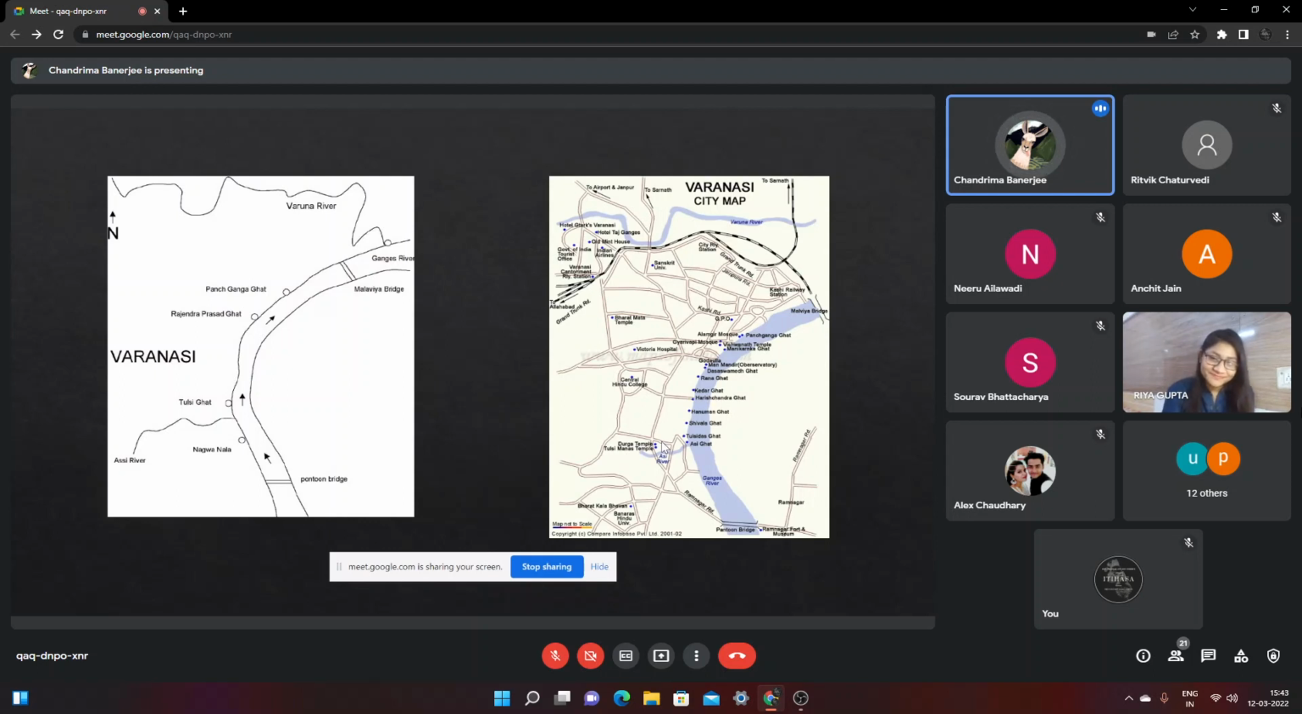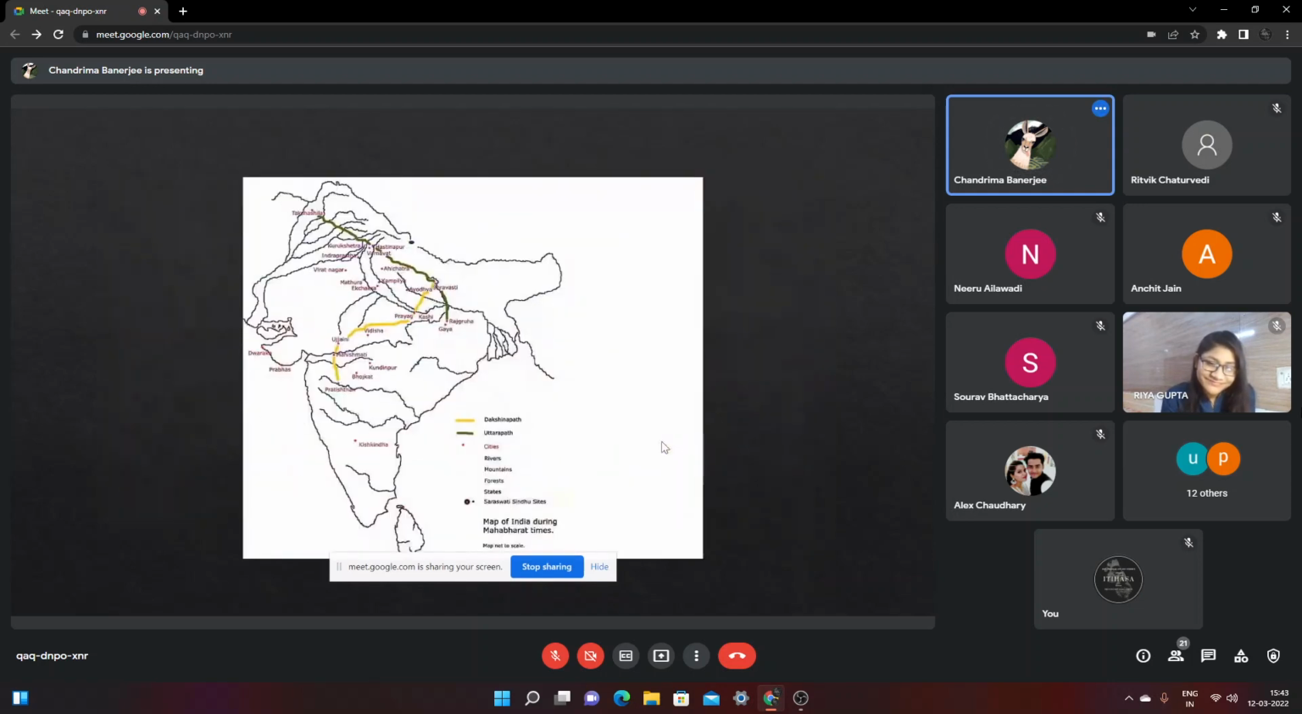So this is what I was talking about. This is sort of a map of Varanasi, and you can see the various ghats and the rivers. I had all of these things planned, but I absolutely forgot to change the slide. My bad. Okay, so this is the Uttarapath and the Dakshinapath, which I was talking about.